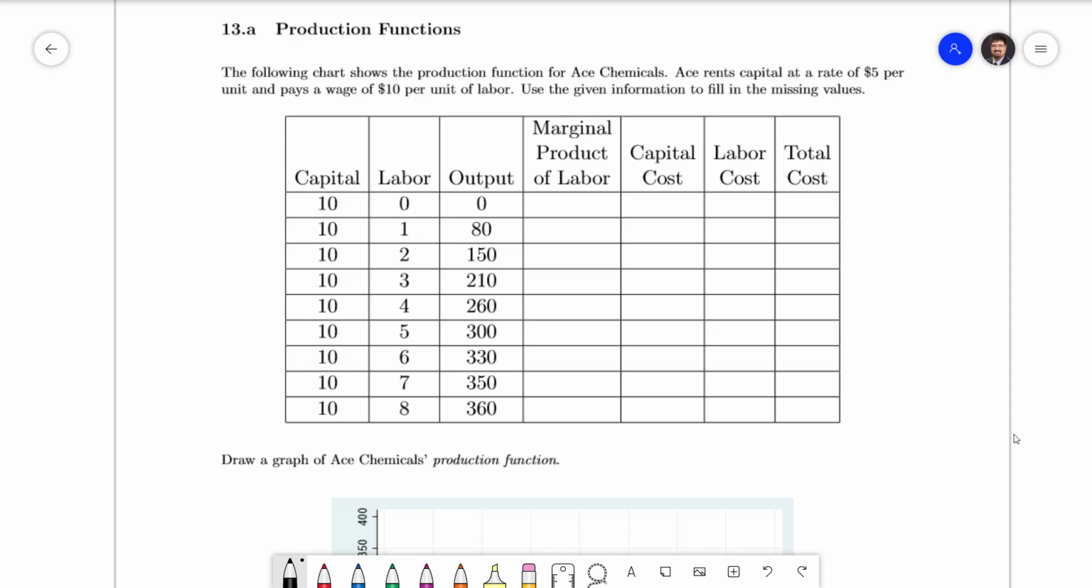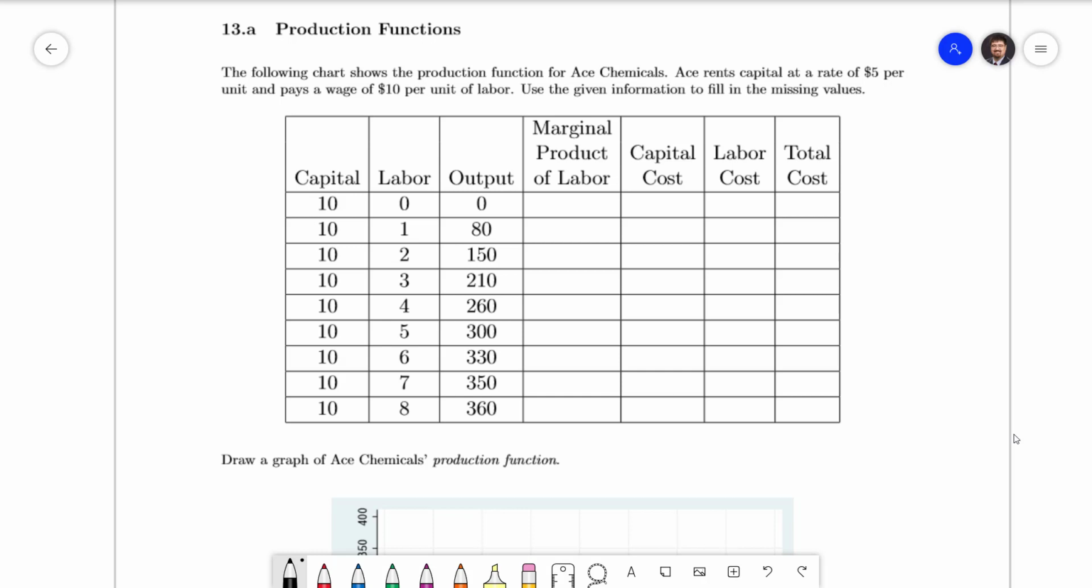In this video I'm going to solve an exercise on production functions. We're given a chart showing the amount of capital, labor, and output for a firm. The firm rents capital at a rate of $5 per unit and pays a wage of $10 per unit for labor. We're going to use this information to fill out the marginal product of labor, capital cost, labor cost, and total cost. First, we'll do the marginal product of labor.